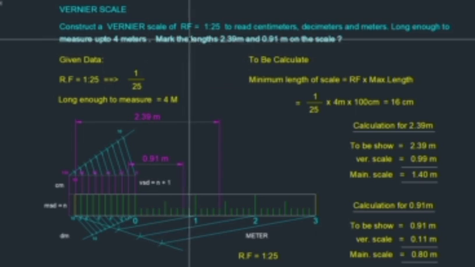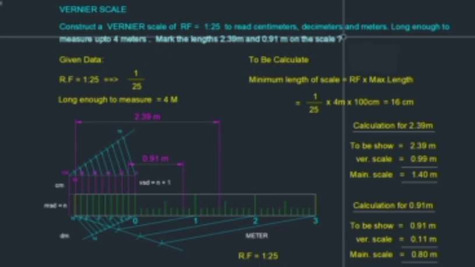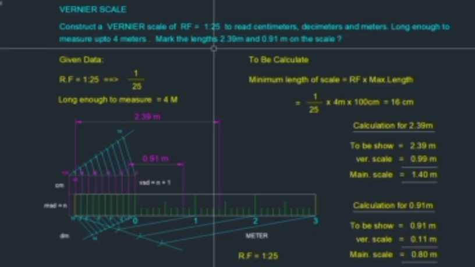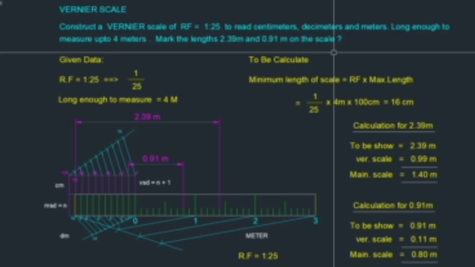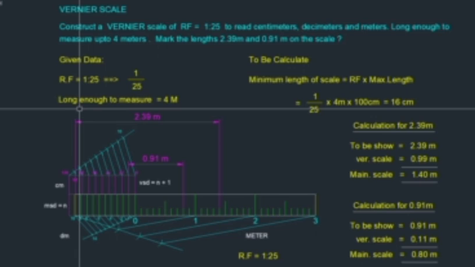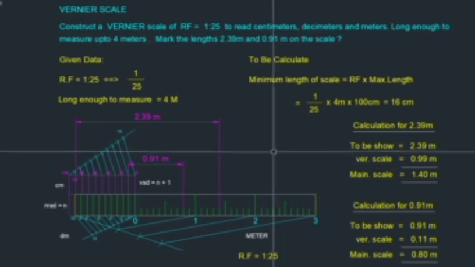Construct a Vernier scale of RF equal to 1 is to 25 to read centimeters, decimeters and meters, long enough to measure up to 4 meters. Mark the length of 2.39 meter and 0.91 meter on the scale. This question was asked 2 years before.